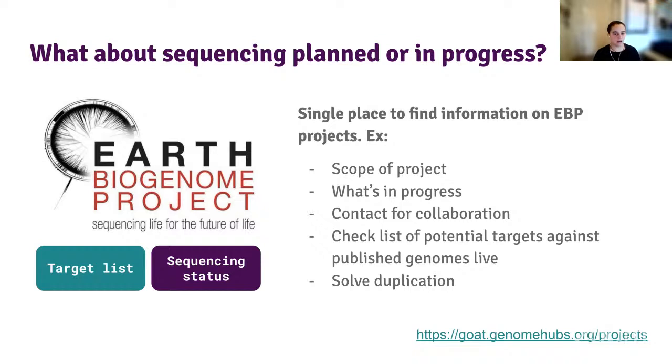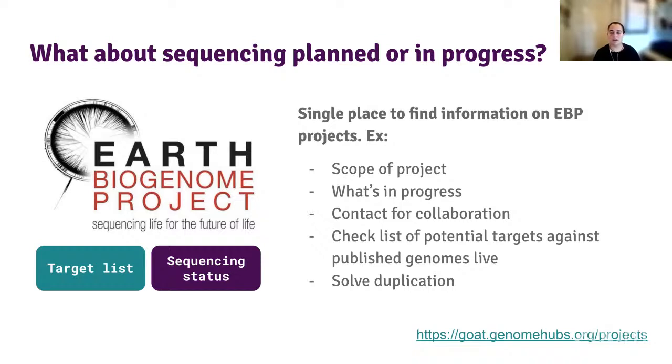So on GoaT, you can also find the scope of a project, whether it is high quality genome assemblies or only short read sequencing. It depends on the project. There are different scopes, for instance if it's only Hi-C, but they want to collaborate. So this is nice to see because you can see what is in progress. You have all of the contacts for collaboration in GoaT.